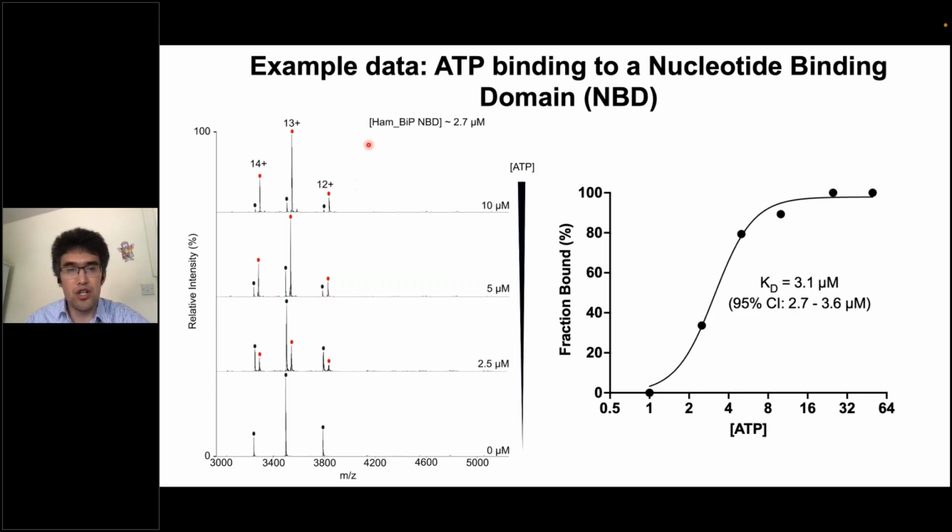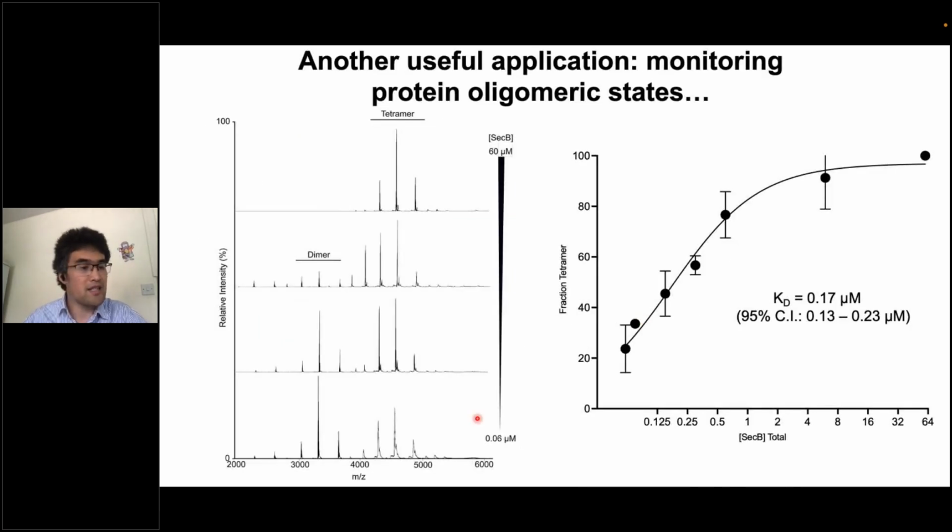So after doing a titration across several different concentrations of ATP, I can plot this binding curve, fraction bound as a function of total ligand concentration, which would allow me to calculate an apparent KD of approximately 3 micromolar for this interaction. So this example highlights the use of mass spectrometry for studying protein to small molecule interactions. Another thing that you can use this technique for very nicely is looking at protein-protein interactions.